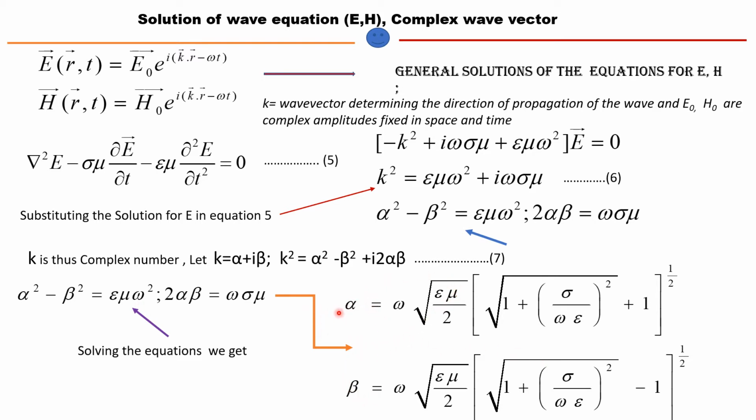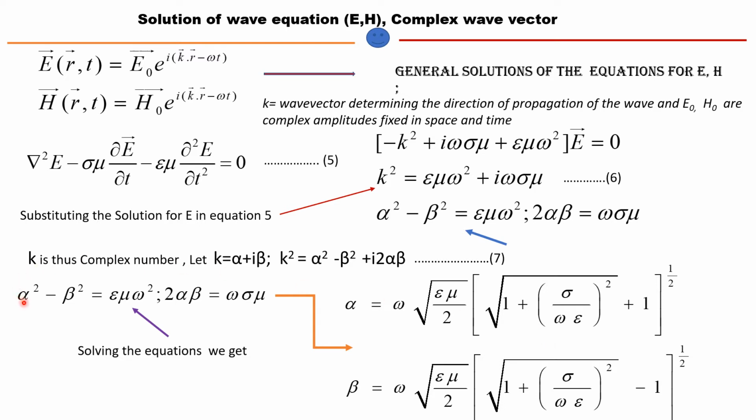This alpha, physically, what does it mean? Physically, beta contributes to the attenuation, I will show that, and alpha contributes to the phase factor. So this alpha and beta, this is for a conducting medium. With a little bit of algebra you can reach this term.